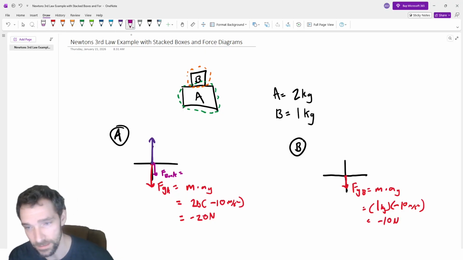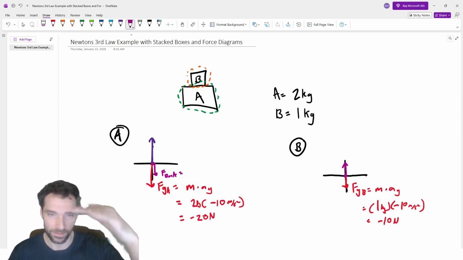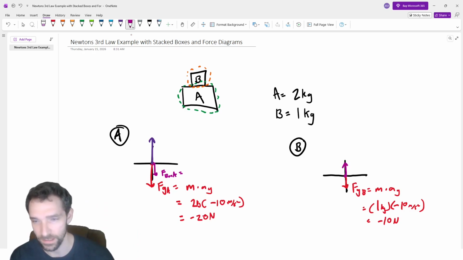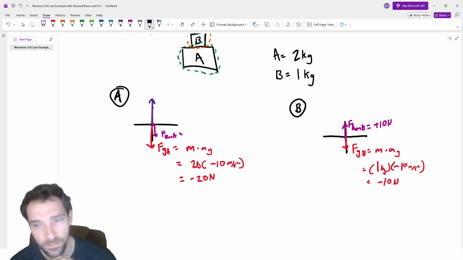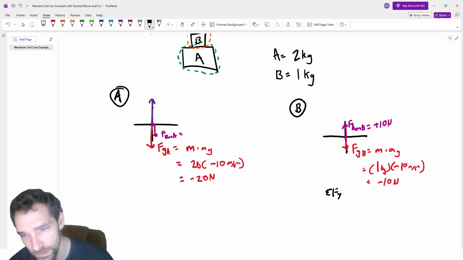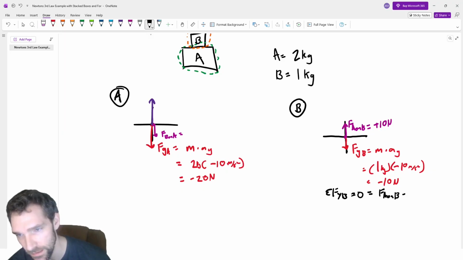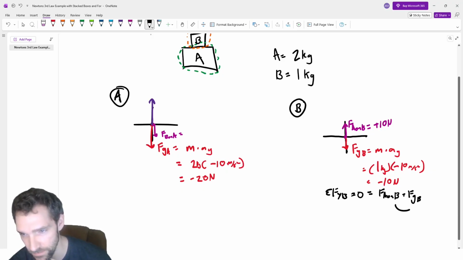For object B, the amount of force that it's getting pushed up is preventing it from falling, so those forces cancel out. The force of A on B is equal and opposite to that force of gravity, so it's going to be a positive 10 newtons. In other words, the sum of forces in the y direction for B is equal to 0. So the force of A on B and the force of gravity on B cancel out.